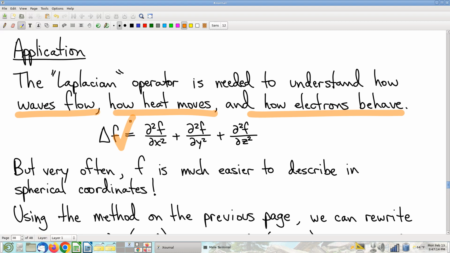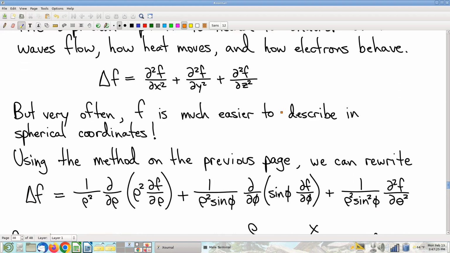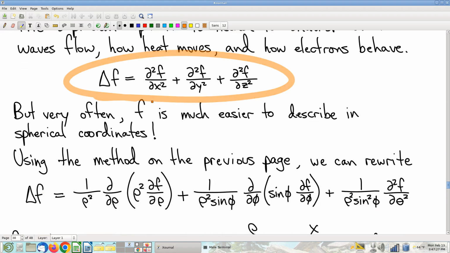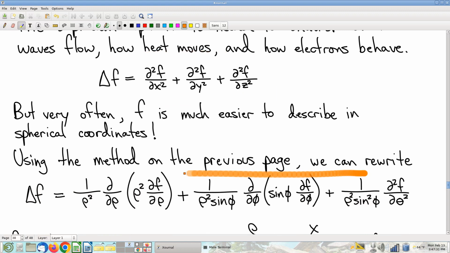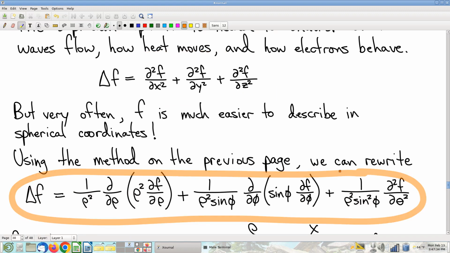Now exactly how the Laplacian fits in with all of this physics, that's a topic for an engineering or physics class, right? I'm not going to spend time on that. But here's the thing. Rather than writing in rectangular coordinates, I claim that you can also write the Laplacian. This is the exact same Laplacian. You can write it in spherical coordinates. And so you get this monstrosity here, which does not look like an attractive alternative.